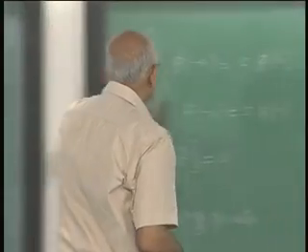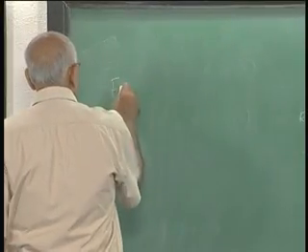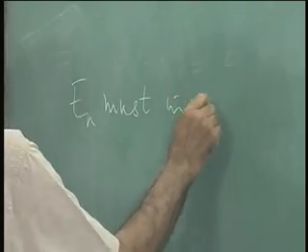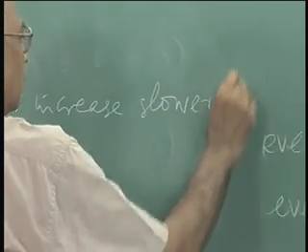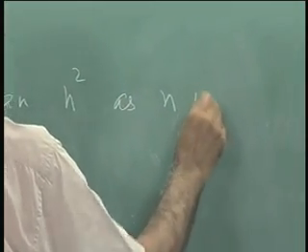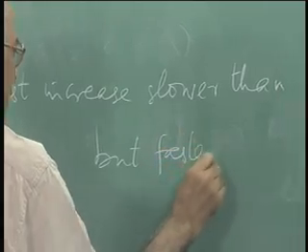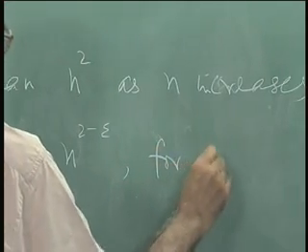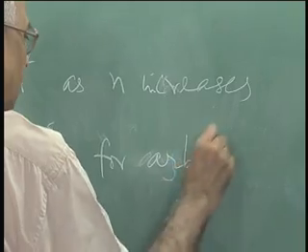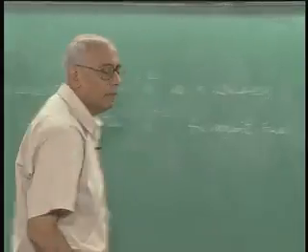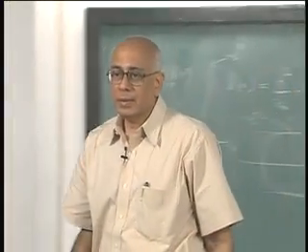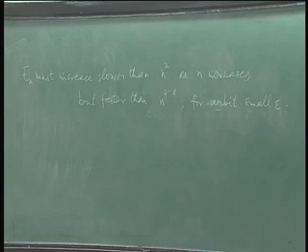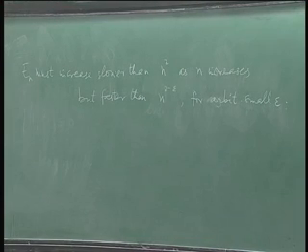So let me write this out. E_n must increase slower than n squared as n increases, for arbitrarily small epsilon. Right, it can't go like n to the power 2 minus epsilon, it can't go like n to the 1.999, that is not allowed, nor can it go like n squared, it must be slower than that. What would it do?